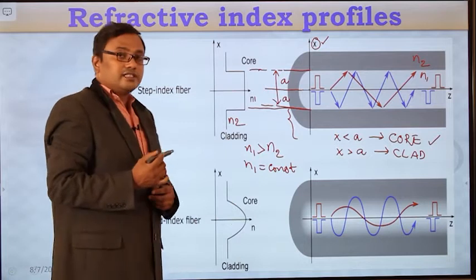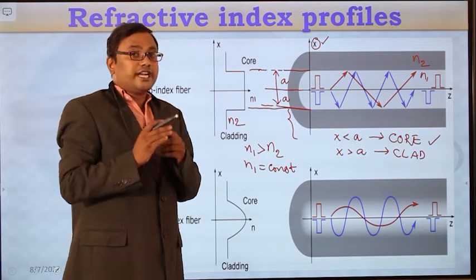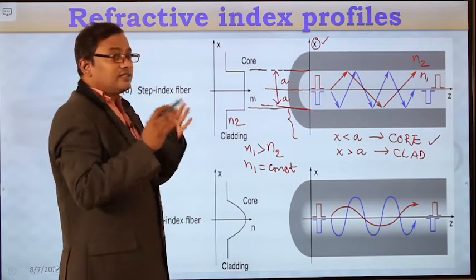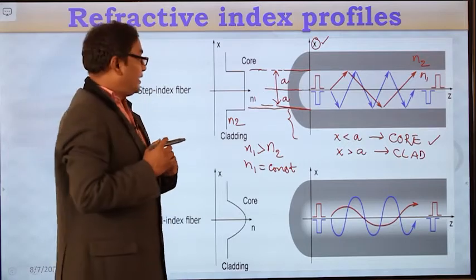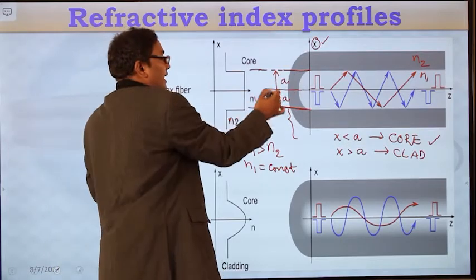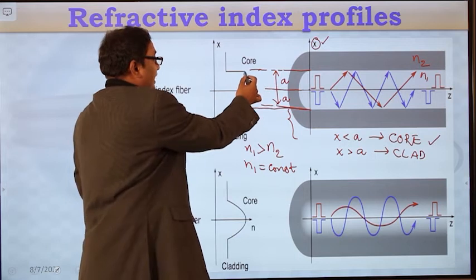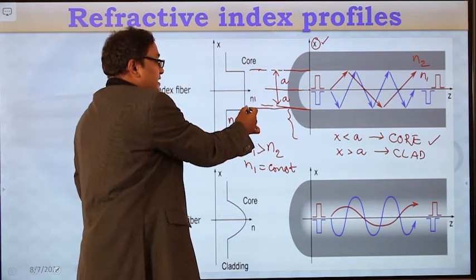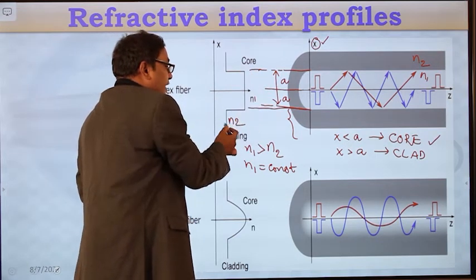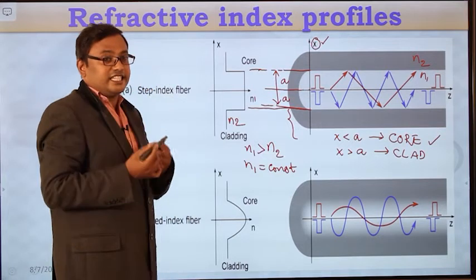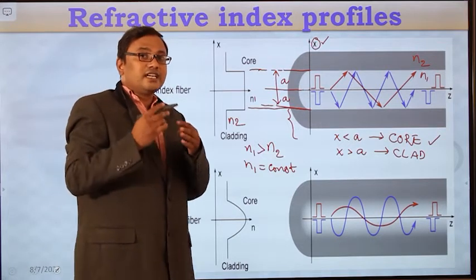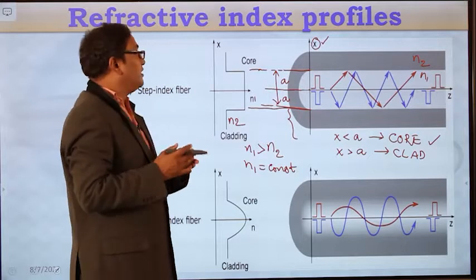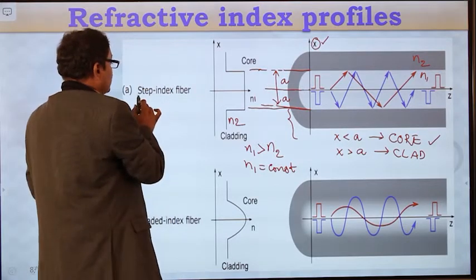If the refractive index of the core medium is constant, then that is the step index fiber. And if you observe at the core-cladding interface, the refractive index value abruptly changes from n1 value to n2 value. This change is the sudden change. So because of this sudden step change in the refractive index, we are calling this particular fiber the step index fiber.